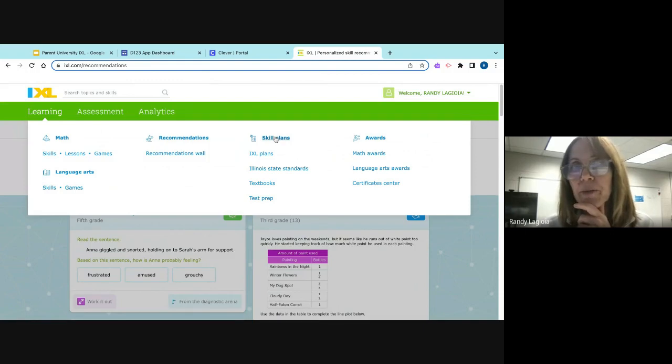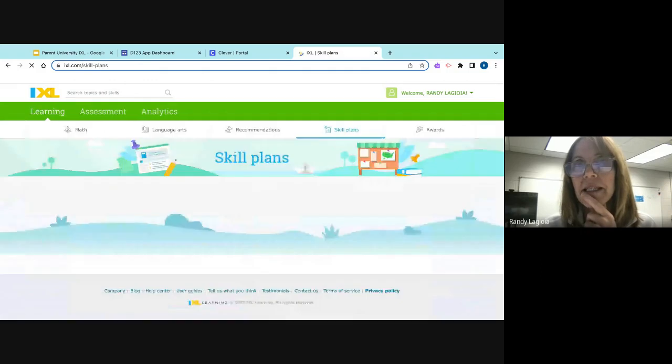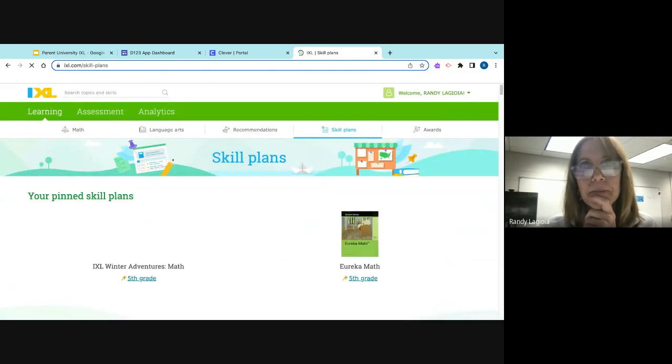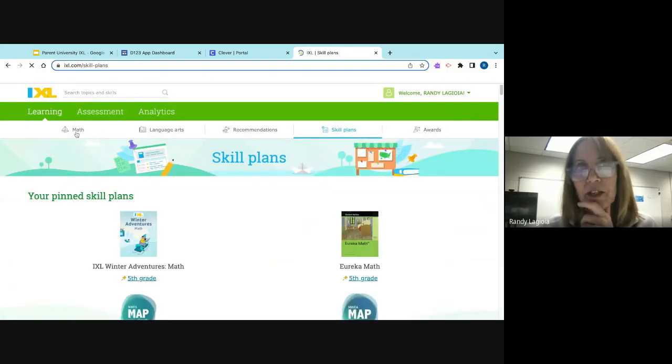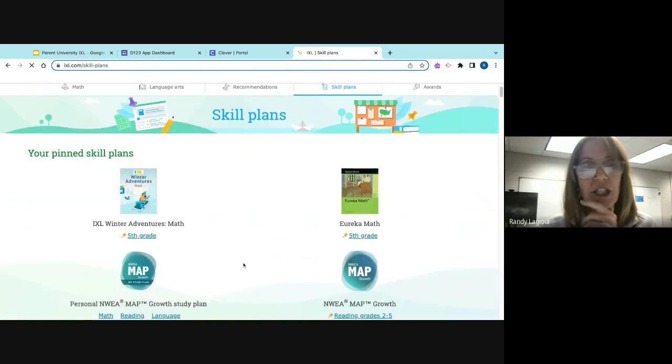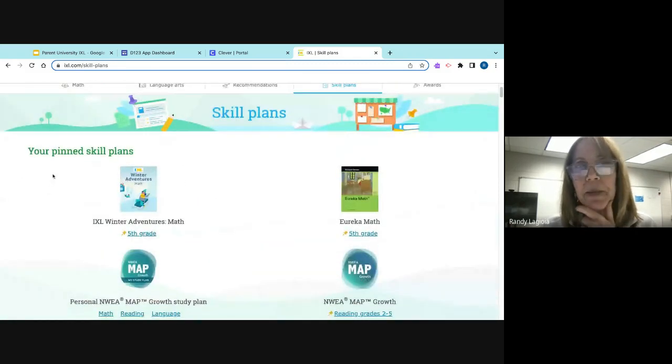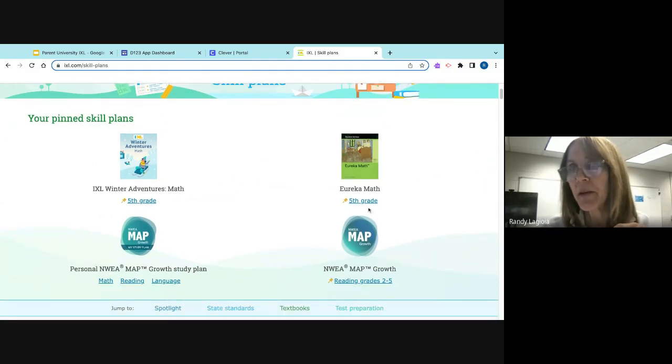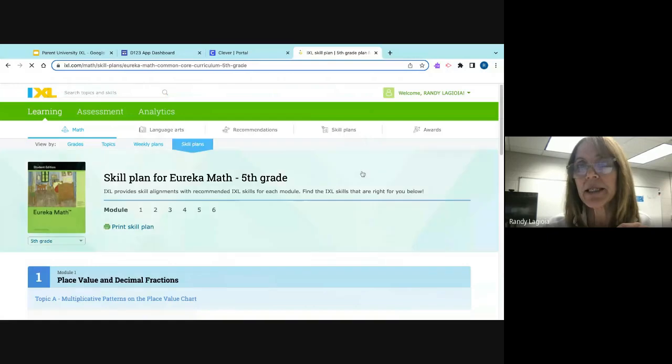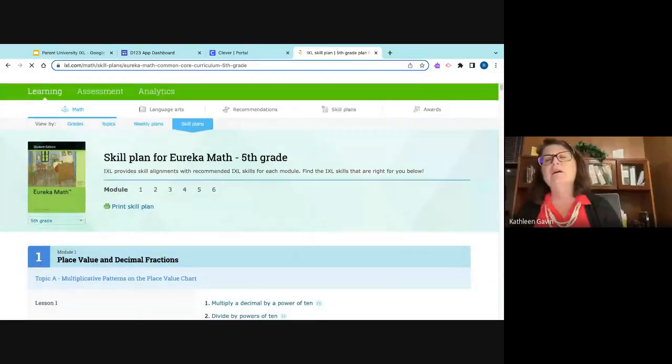Next, I'm going to bring you over to skill plans. Under skill plans, you have the option of math, language arts, or recommendations. When it says pinned skill plans, these are pinned by your child's teacher. So they pinned Math Adventures, a 5th grade Eureka Math. I'm just going to open this. And Eureka is the curricular resource that we use right now at the K-5 level.